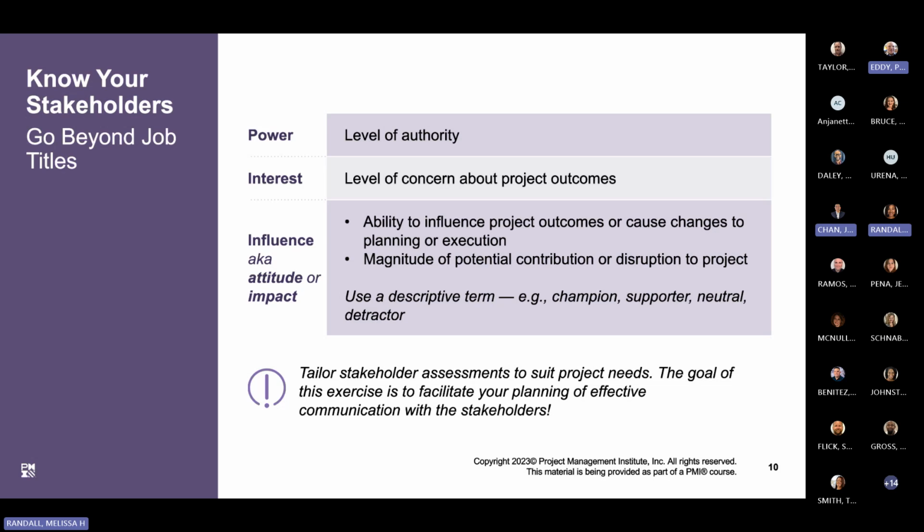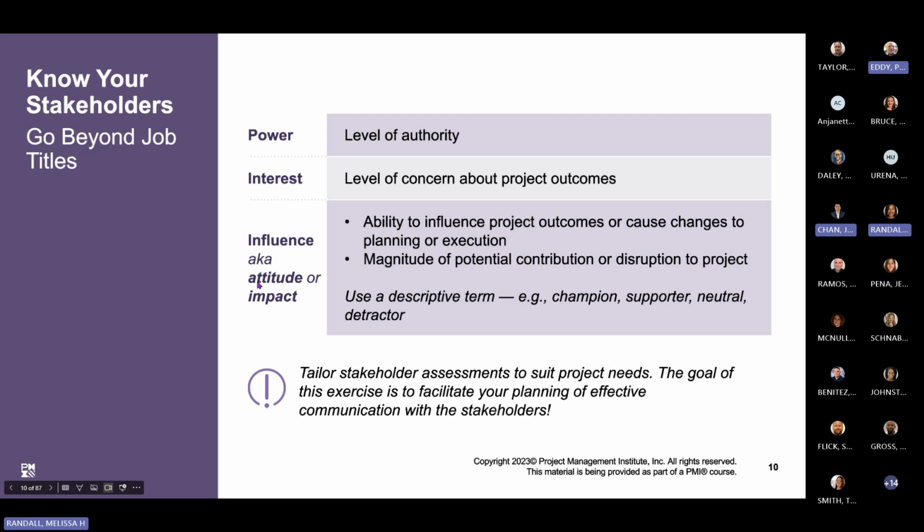The goal of this exercise is to facilitate your planning of effective communication with the stakeholders. So again, it's all around communication, all around relationships. So just think about it in those simple terms. Communication, relationships. Now, it doesn't mean that everyone's going to like each other personally. That's not what it's about, but we do have to work together, right? We have our stakeholders, and sometimes there are things that may come up that will be negative on a project, but as a project manager, we know that we have to deal with that.